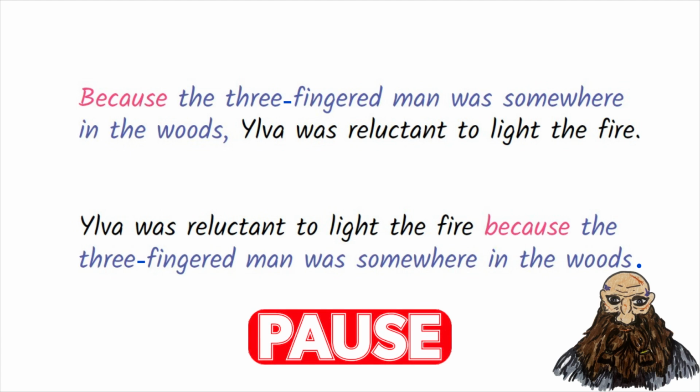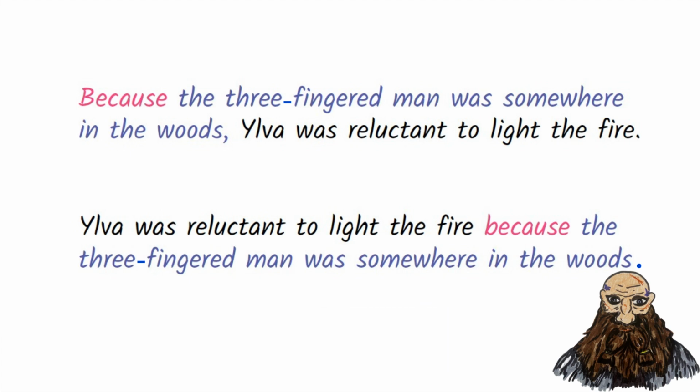That's right. You remembered that when you have a subordinating conjunction and a subordinate clause at the beginning of a sentence, you need a comma to separate them from the main clause. However, when the main clause comes first, followed by the subordinating conjunction and the subordinate clause, you don't need a comma.